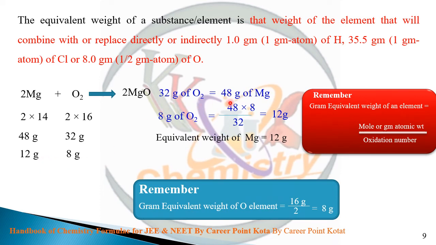Like for 32 gram we need 48 gram of magnesium, for 8 gram we need just 12 gram. So 12 gram is the equivalent weight of magnesium. Remember, gram equivalent weight of an element is equal to mole or gram atomic weight divided by oxidation number. Suppose if we have sodium only, it will be equal to Na divided by 1, mean 23 will be the equivalent weight.